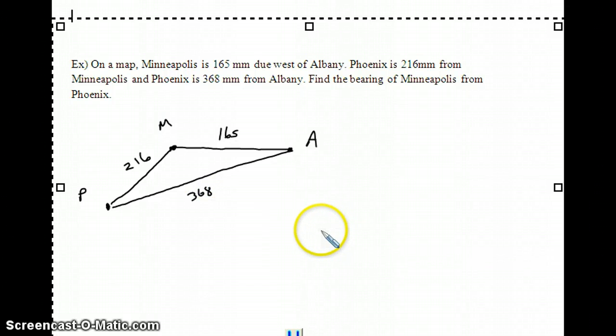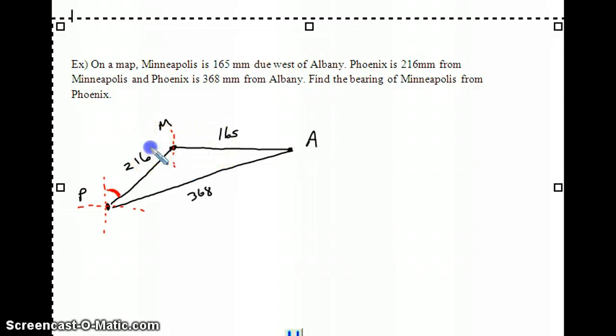Okay, so I've got my map. The question says find the bearing of Minneapolis from Phoenix. In other words, if I'm going from Phoenix, what would the bearing be to get to Minneapolis? If I think about north, south, east, west lines, I'm really looking to find this angle right here, from Phoenix to Minneapolis. I'm going to put some more north, south, east, and west lines on here.